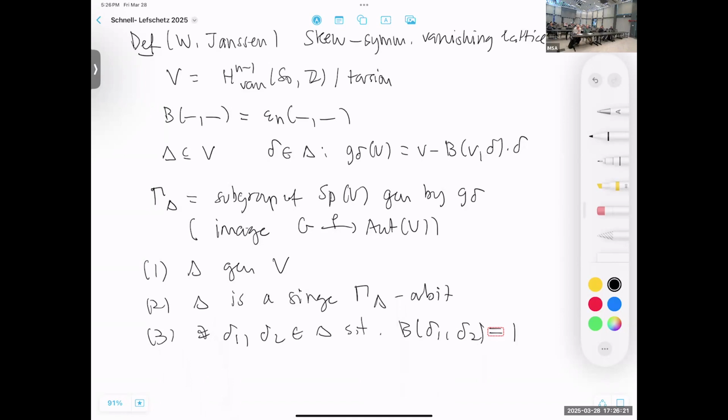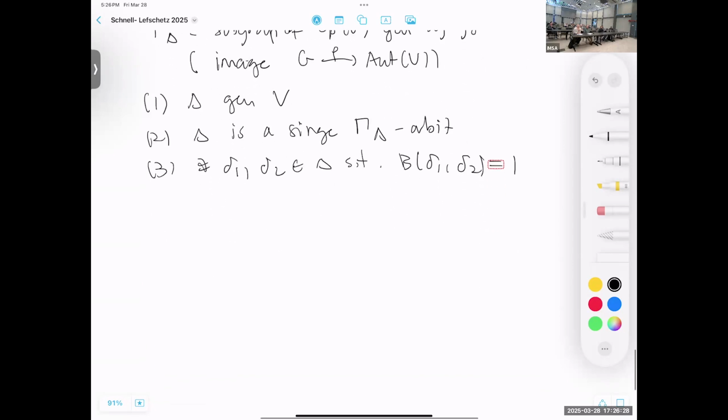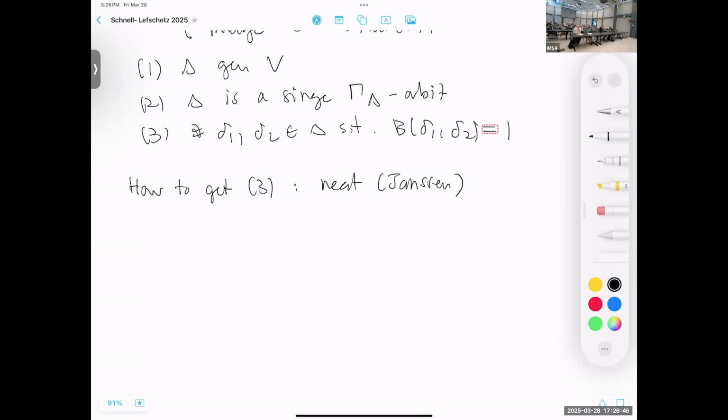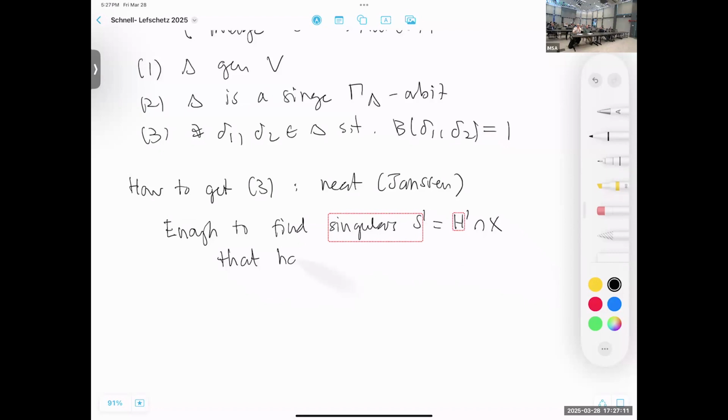So how can I find two different classes, delta 1 and delta 2, that have intersection number 1? Okay, so for 3, how to get 3? This is a kind of neat argument that's due to Janssen. Maybe I'll tell you this. This is very nice. I mean, this made me smile back then when I saw it, and it made me smile again now when I prepared the talk. So the way this works is you observe that in order to get two of these things, it's enough to find a singular hyperplane section, some singular S prime, which is H prime intersected with X, that has an isolated singularity which is not an ODP.